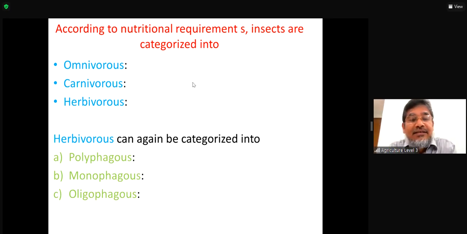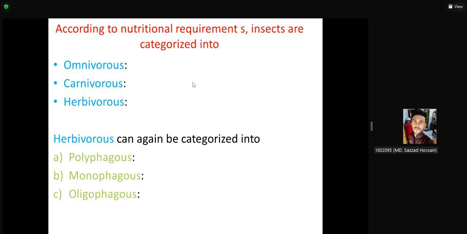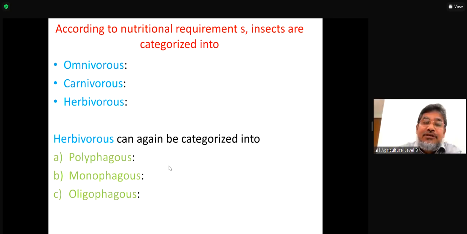What is monophagous? Just the opposite of polyphagous. Monophagous means only a single species of plant is the food. It survives on only one species of plant. For example, the yellow stem borer of rice, Scirpophaga incertulas. That stem borer needs rice plants for its survival, development, and multiplication. It will take food only from the rice plant. So it is called monophagous.